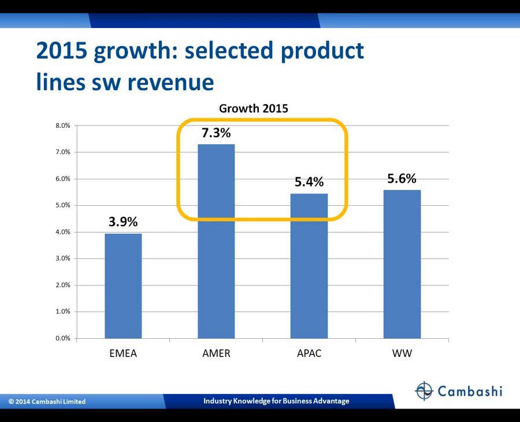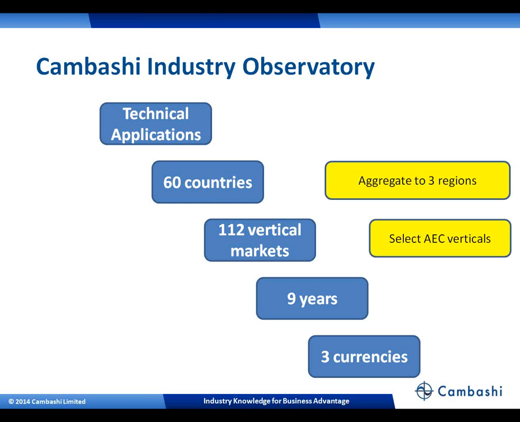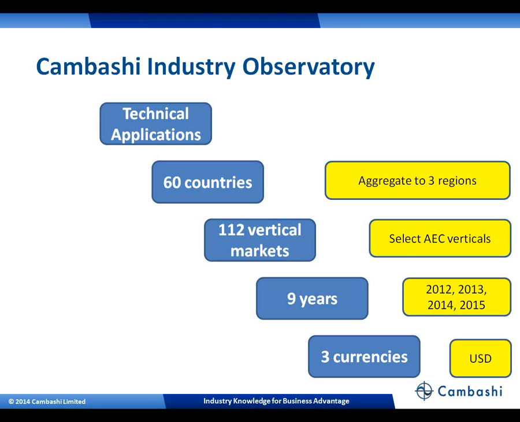Now I'm going to look at the Industry Observatory. The Industry Observatory looks at the whole market, not just selected products. It analyzes end-user expenditure on technical application software in 60 countries and 112 vertical market segments. I'm going to have to aggregate countries into the 3 regions to get comparable data. I'm going to have to select from the 112 verticals to get to the AEC sector, and I'm going to select the same 4 years. And of course, I'm going to work in US dollars so I get something comparative.